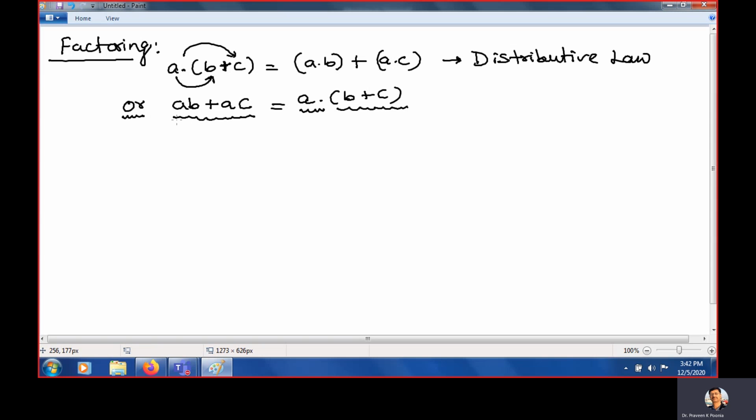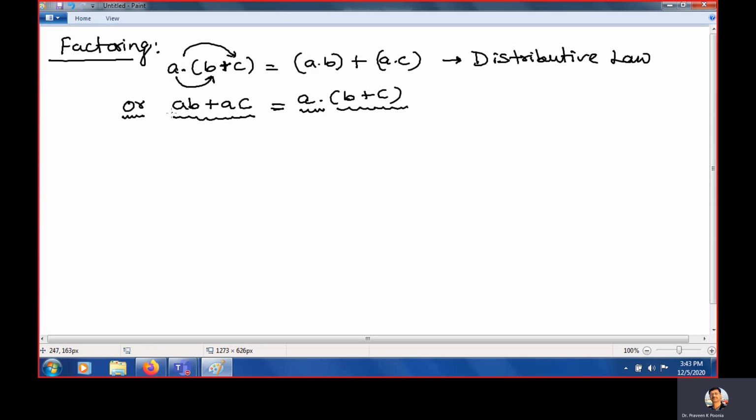then what is the meaning of this? That AB plus AC can be written as A times (B plus C). That means we break AB plus AC into two parts, A and (B plus C). Clear? So A and (B plus C) are called factors of AB plus AC.